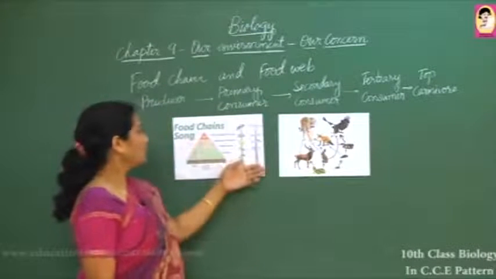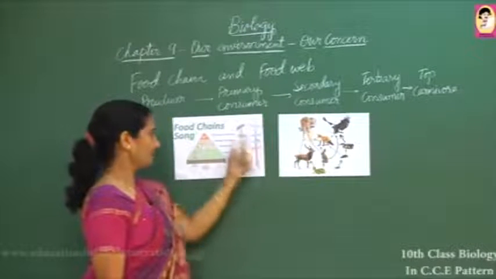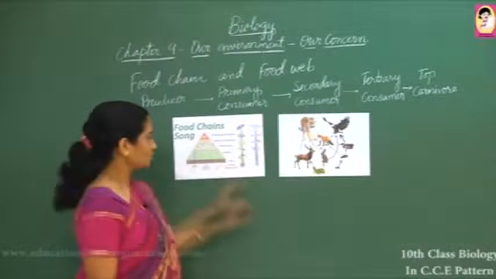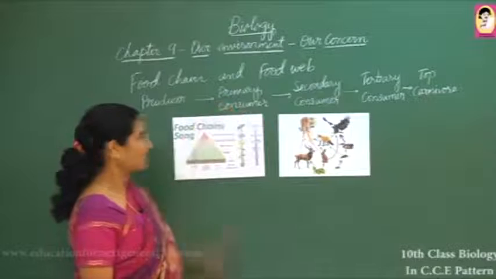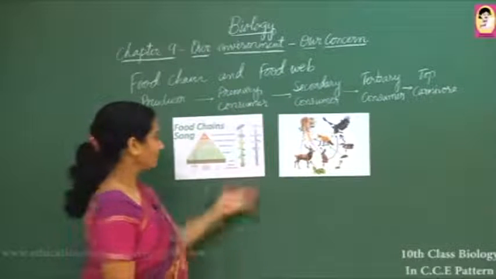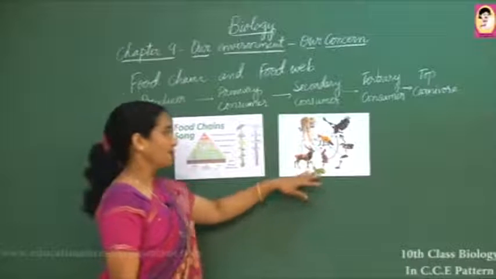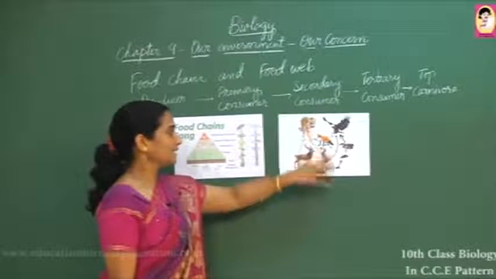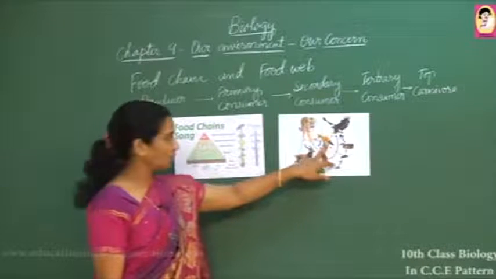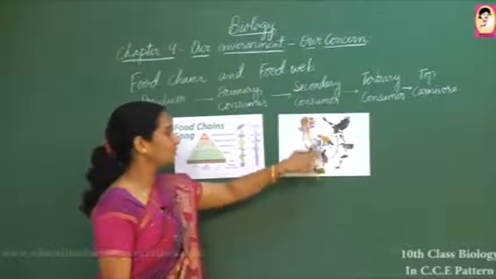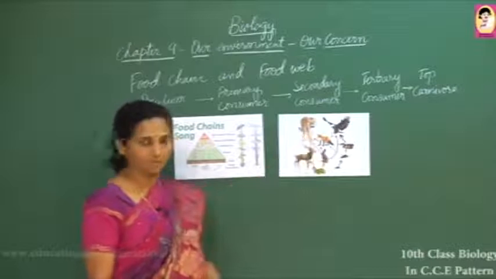So if many animals are interlinked with each other for food purposes, such a single chain is called a food chain. When one organism depends on another organism for food and there are interlinks between the organisms, such interlinked food chains are called a food web.